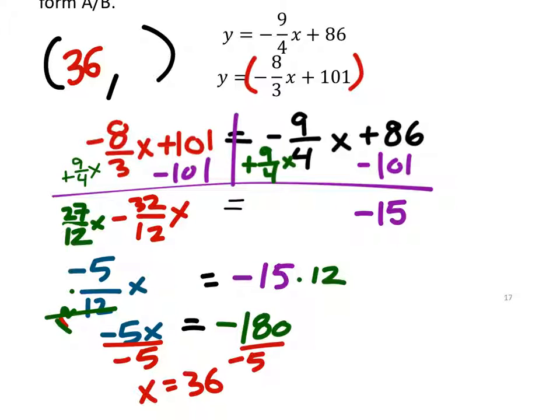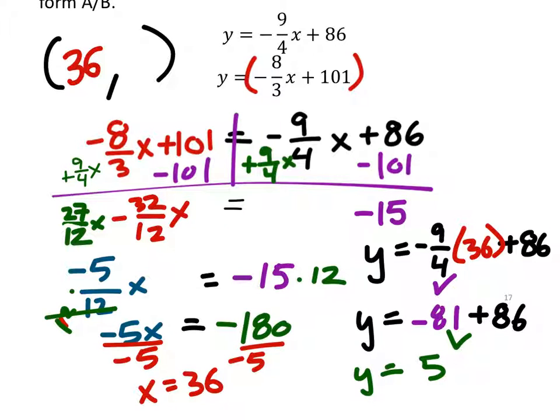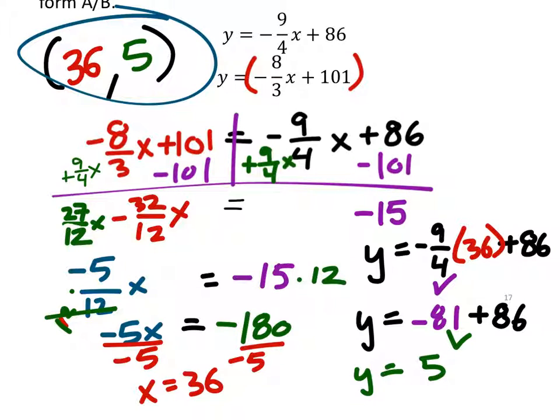X is 36. Now that I have an x value, I have two choices to solve for y pretty directly. And you guys get to choose which one you want. So we have a value for x on this thing now, though. So we'll place that in there. And we'll solve for y now. So y equals 5. And we got that from the top one. So we should check with the bottom one. Negative 8/3 times 36 is negative 96. Plus 101 is 5. So that one checks off as well. And we know our answer is good.